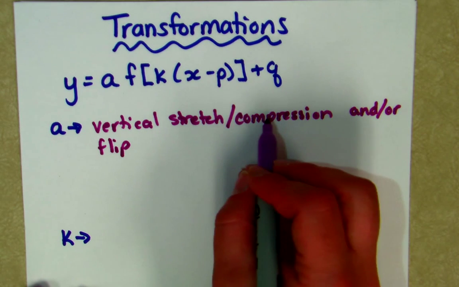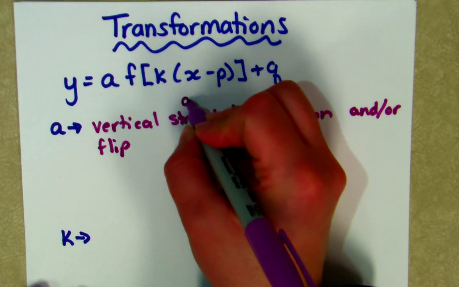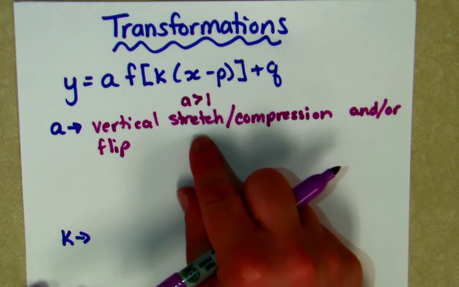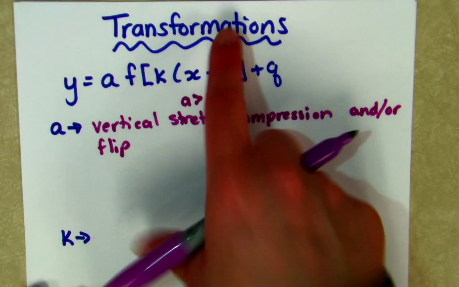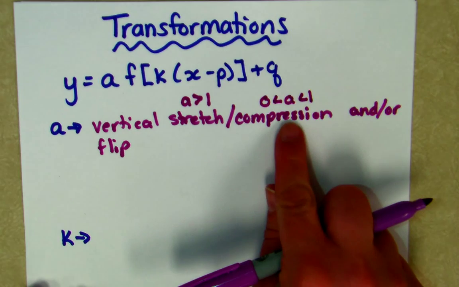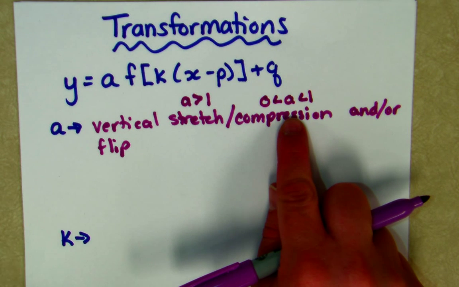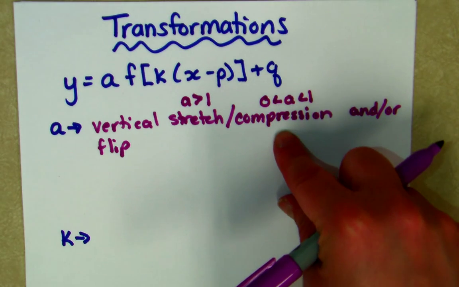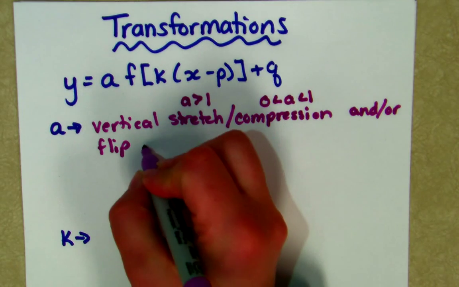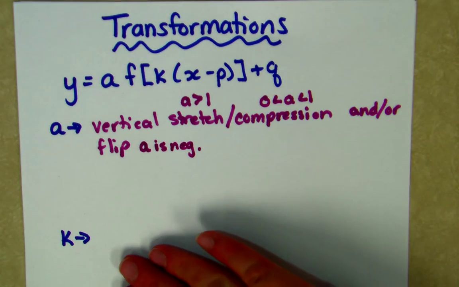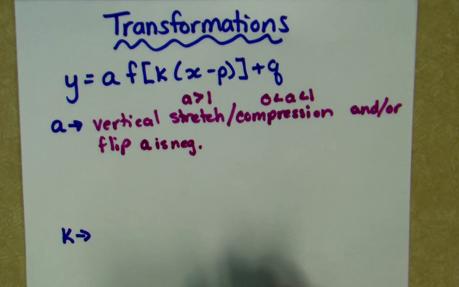So how you know if it's a stretch or compression is that if A is a number bigger than 1, so 2, 3, 4, then it's going to stretch the graph out and make it taller. It's a compression if A is between 0 and 1, like a fraction or a decimal. So 1/2, 0.5, 0.75, 0.3. So if it's less than 1, it's going to compress or make the graph shorter. How you know if it's a flip is if A is negative. So if it's negative, it's going to reflect it about the x-axis or flip it upside down.